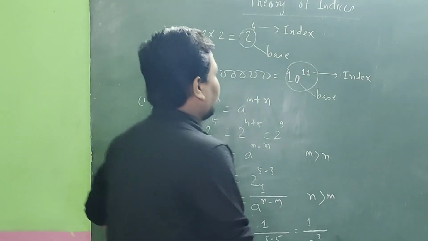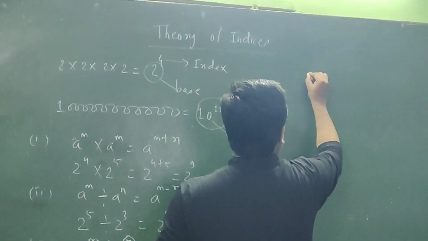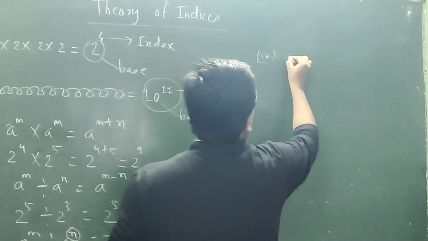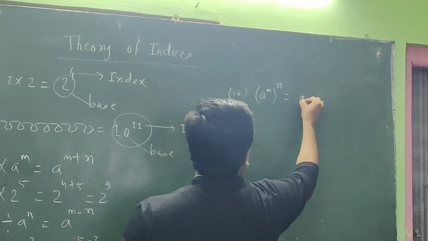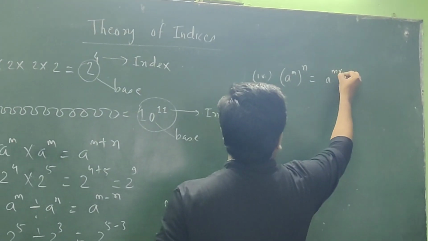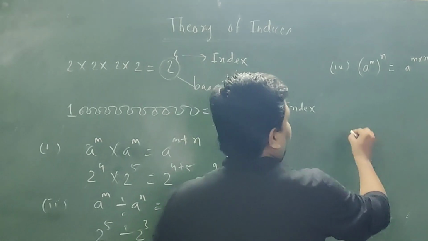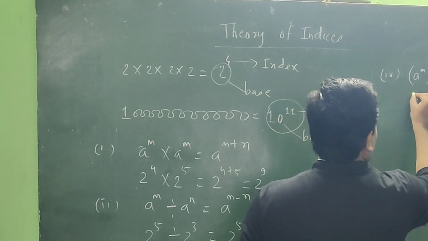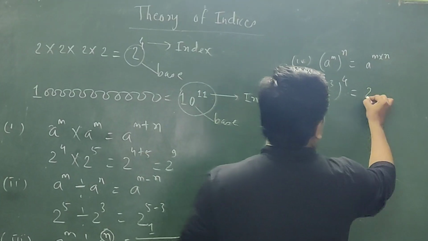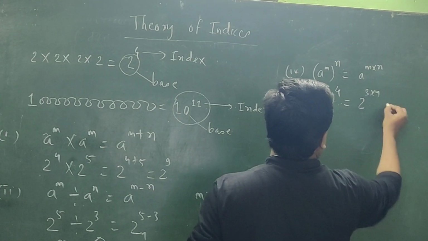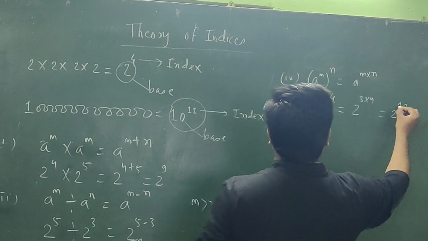Now the next formula: suppose a raised to m, whole raised to n, then the answer will be a raised to m multiplied by n. Let's take an example: 2 raised to 3, whole raised to 4, then the answer will be 2 raised to 3 multiplied by 4, 2 raised to 12.